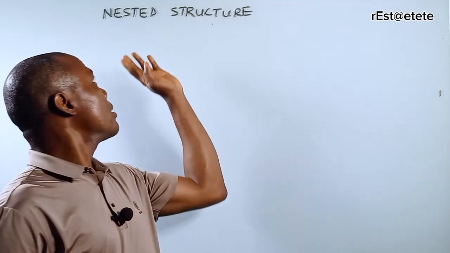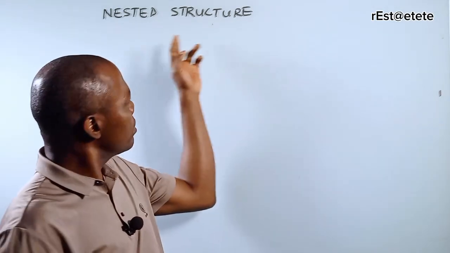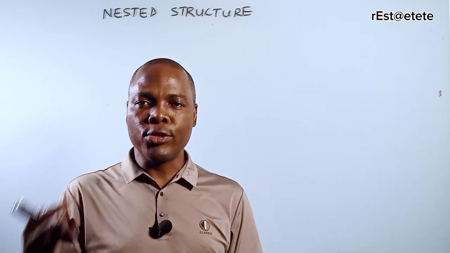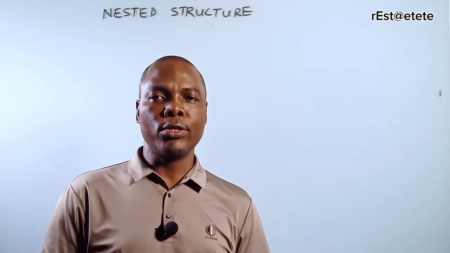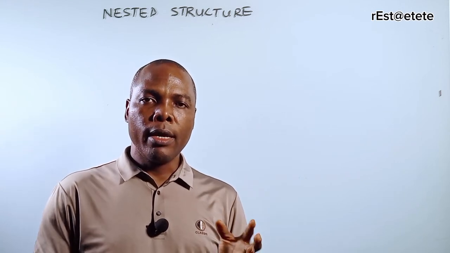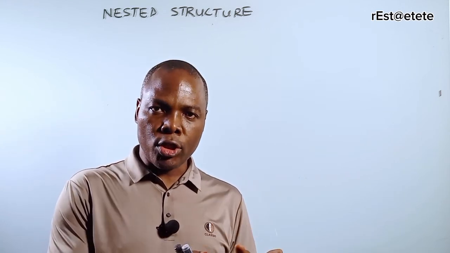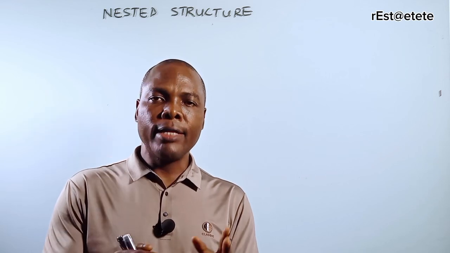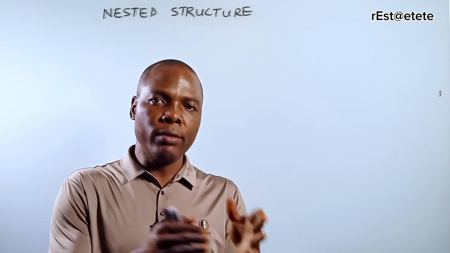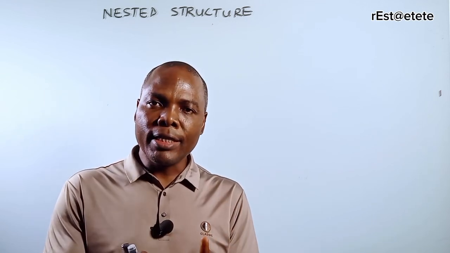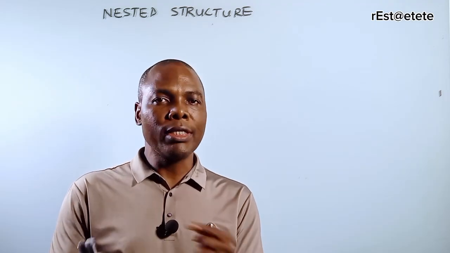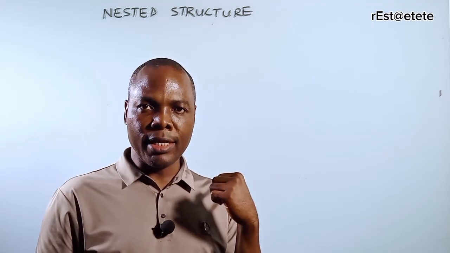Today we want to look at nested structure. So nested structure is like having a structure inside another structure. That is what a nested structure is. For example, you create a structure address, and then you create another structure, a person. Now every person will have to live in an address. So inside the members of the person structure, there is also the address structure. That is nested structure.